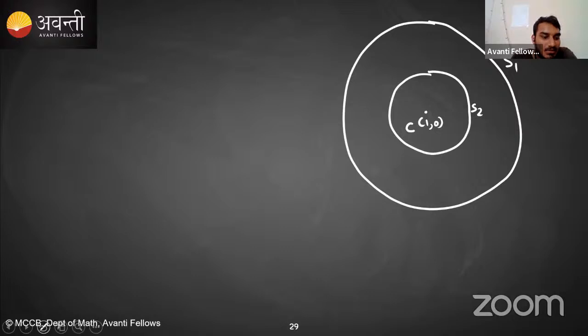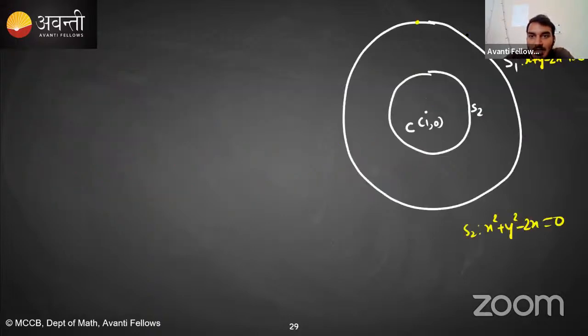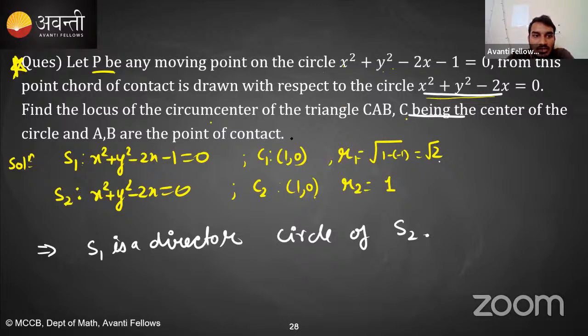So the question is saying, let me write down S1 and S2 again. S1 is x square plus y square minus 2x minus 1 is equal to 0. S2 is x square plus y square minus 2x is equal to 0. The question is saying let P be any moving point on the circle, on this circle S1. So there is any point, let's say P. We draw a tangent to the circle, right? From this point, the chord of contact is drawn with respect to S2. This is S1. This is S2, right?